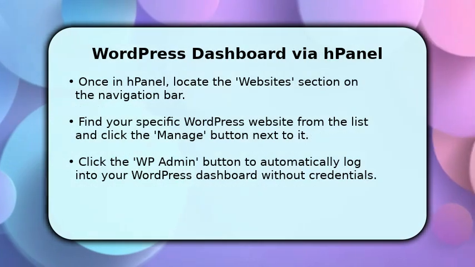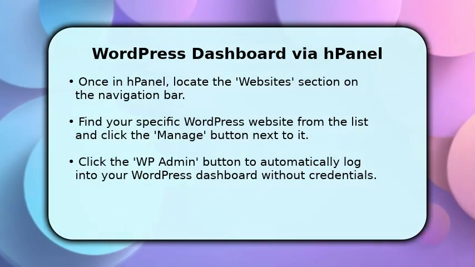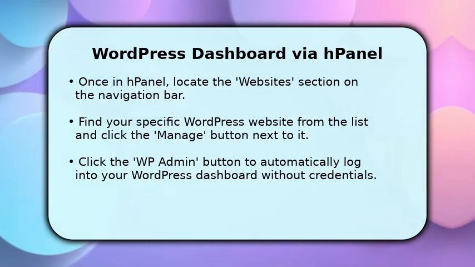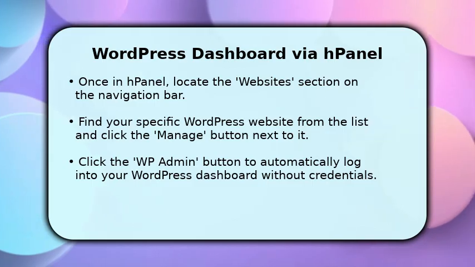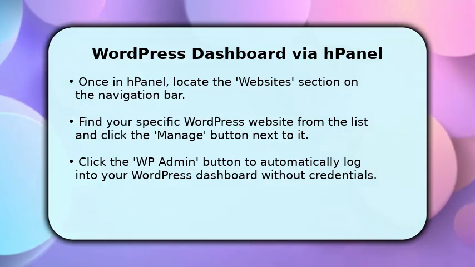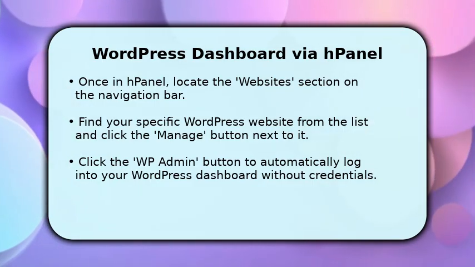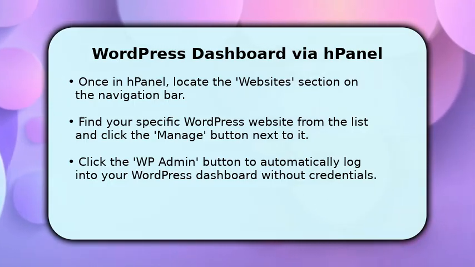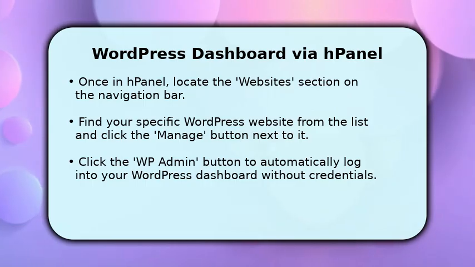After successfully logging into your Hostinger hPanel, look for the website section, usually found on the main navigation. Here, you'll see a list of all your websites. Select the WordPress site you wish to access and click the Manage button. On the next screen, you'll find a prominent WP Admin button. Clicking this will instantly take you to your WordPress dashboard, bypassing the need to enter your username and password.